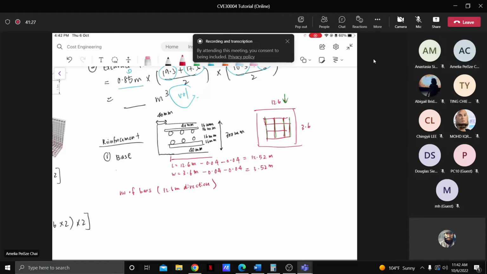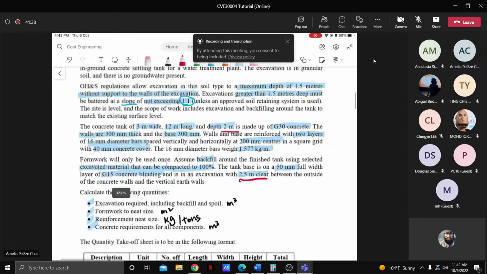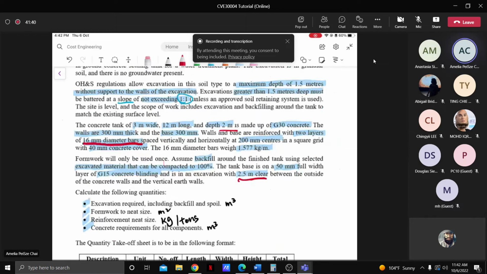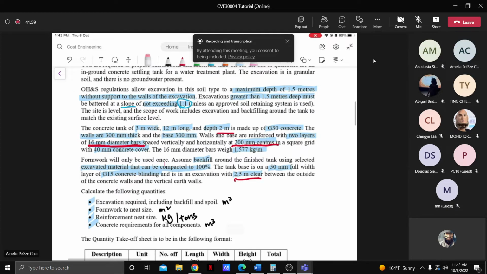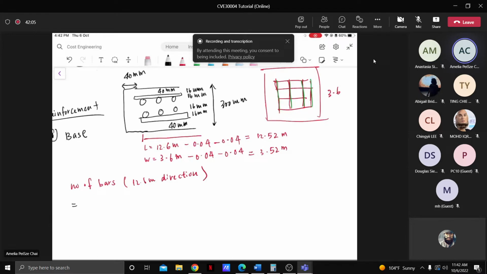So how you gonna count? Look here. So the details here: 16 mm bars, vertically and horizontally at 200 centers in a square grid. So you know the spacing of the bar already, right? 200 mm. So your length goes, what's that length? What's the length? 12.6.